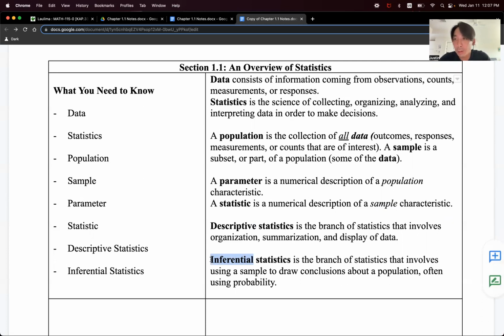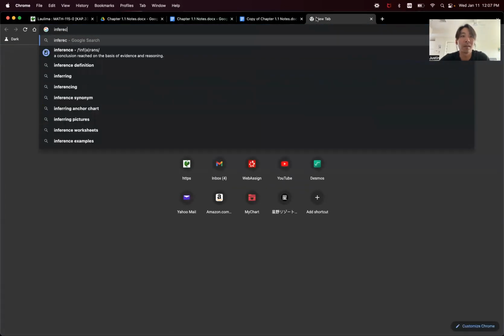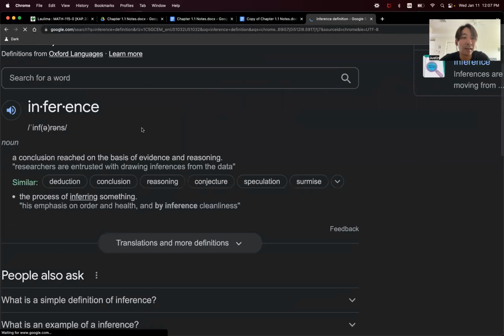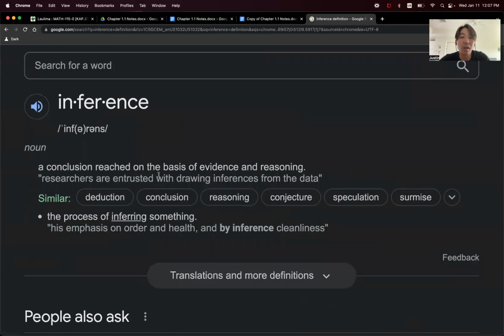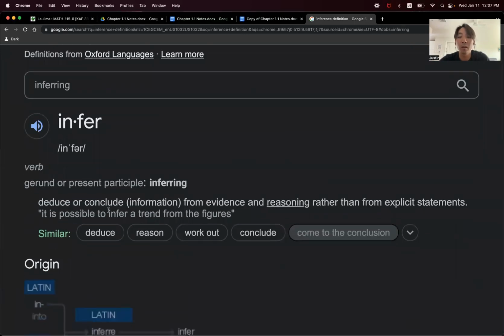When you make an inference, what are you doing? Let's take a pause and look up the definition of inference. So we get a nice precise word here. It's a conclusion reached on the basis of evidence and reasoning, the process of inferring something. What's infer? Infer is to deduce or conclude from evidence and reasoning, rather than from explicit statements.